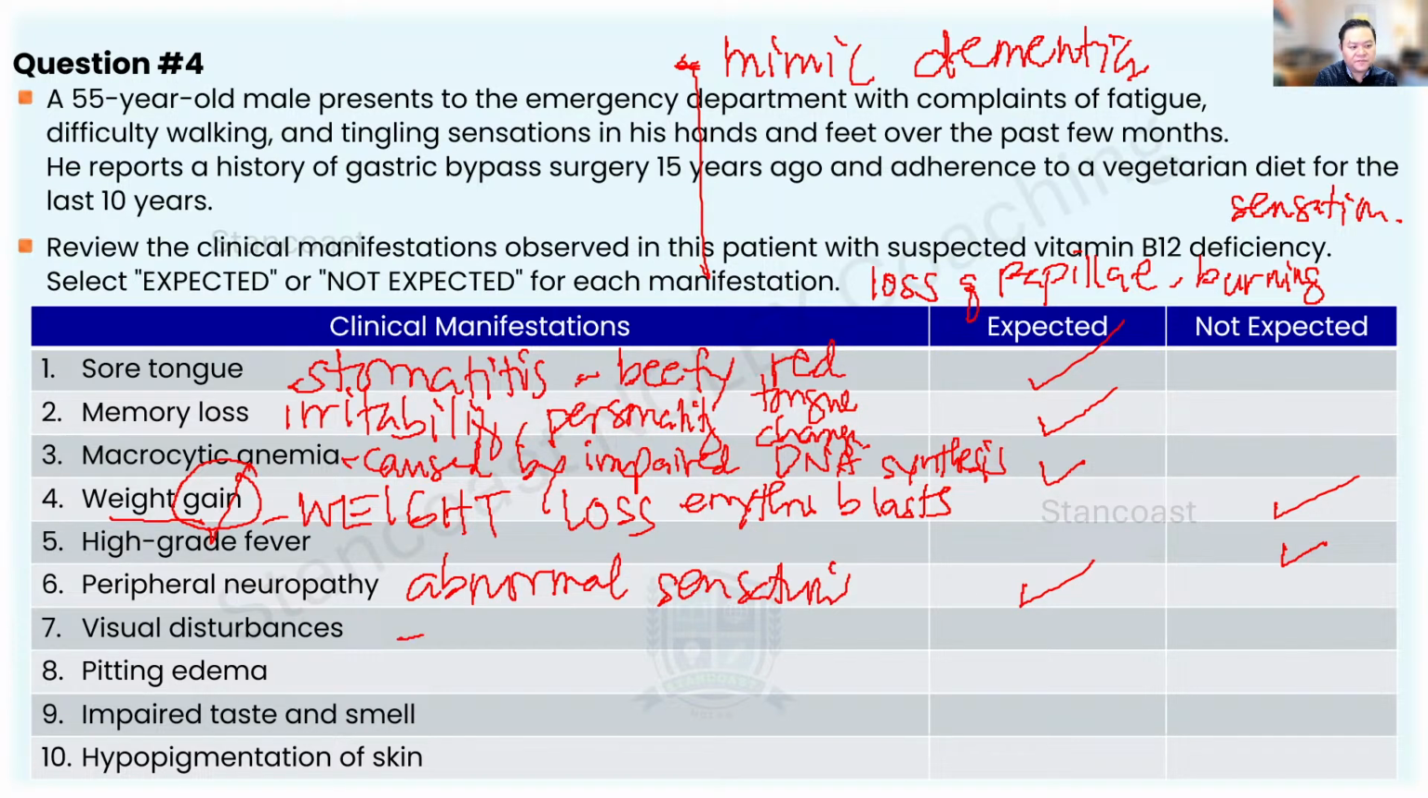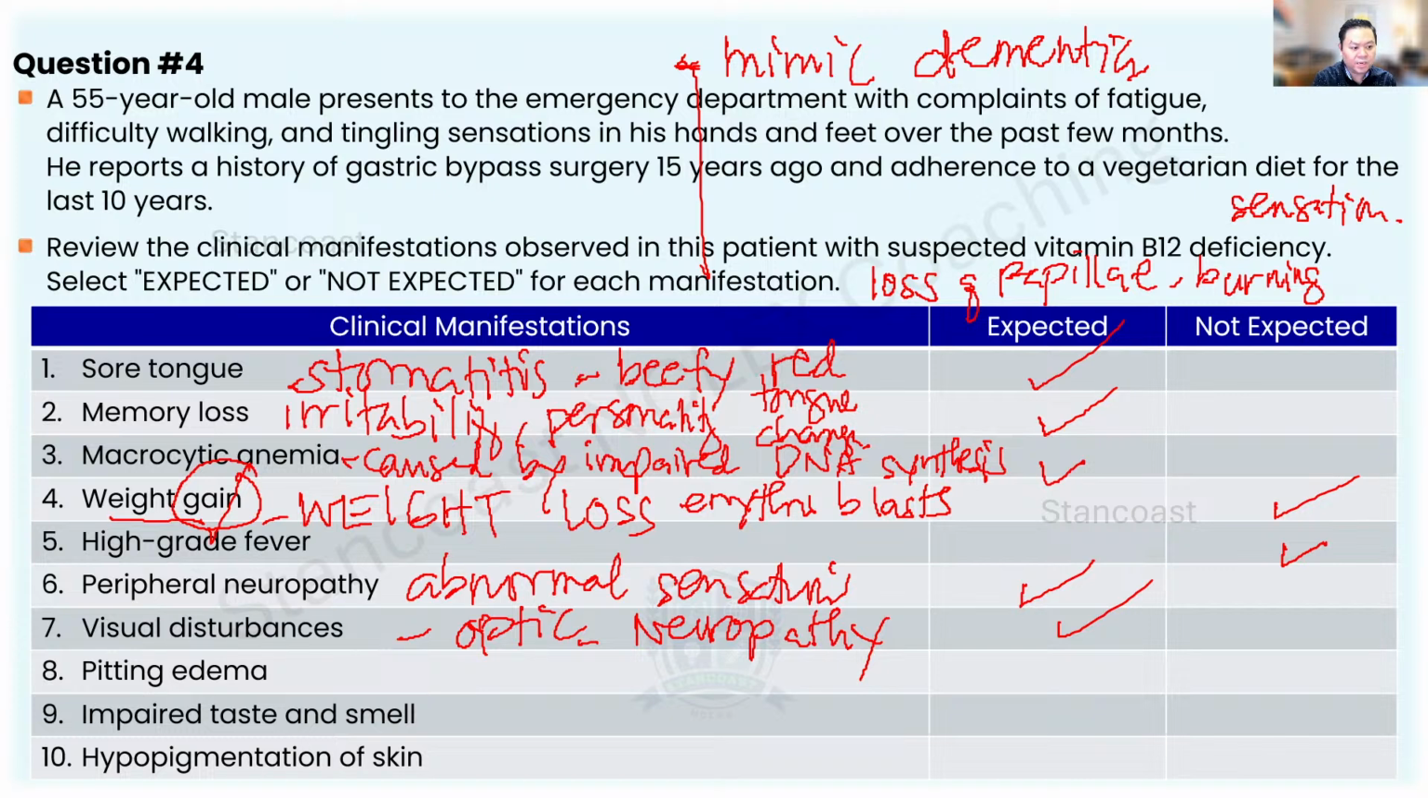What about visual disturbances? Did we mention the visual disturbances earlier? Yes, because vitamin B12 deficiency can also lead to optic neuropathy. I probably did not mention this, but actually this is going to be part of it. Optic neuropathy can progress to optic atrophy. So this is going to be expected.